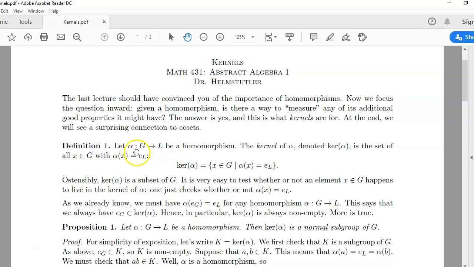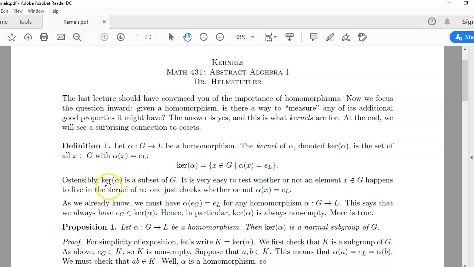Suppose that I hand you a homomorphism alpha that goes from G to L. The kernel of alpha, denoted by Ker alpha, is the set of all elements in G that happen to map to the identity in L after you apply alpha. So it's all the x's in G that satisfy alpha of x is equal to the identity. Here it is written as a set.